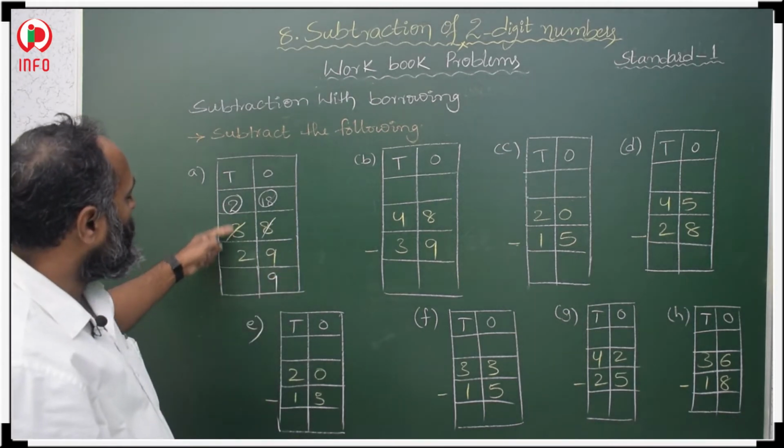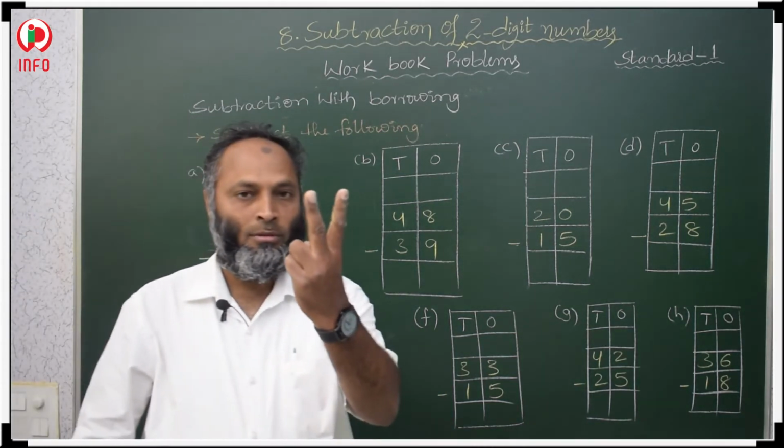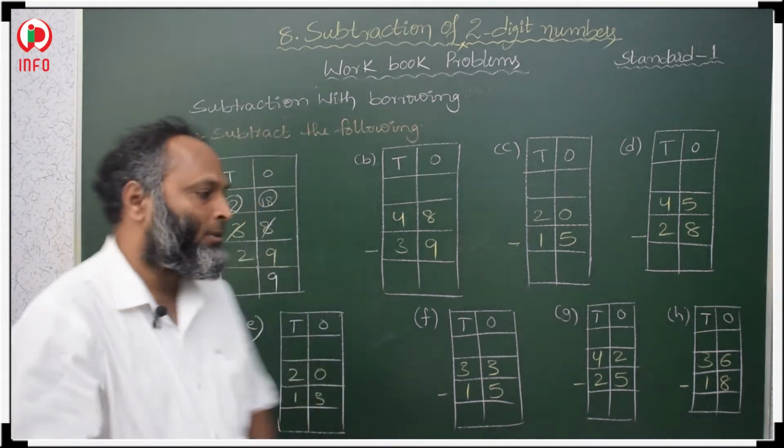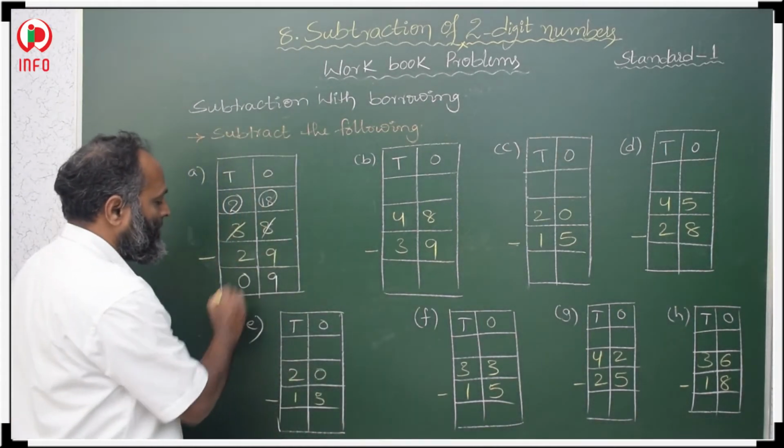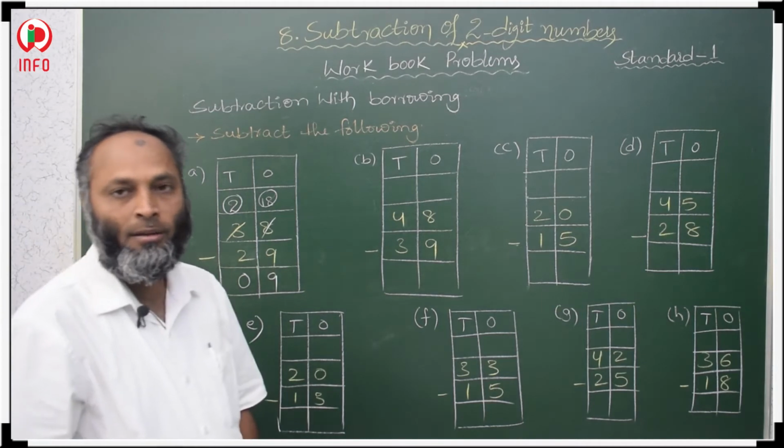Then here 2 minus 2. 2 minus 2 is 0. Same number minus same number is 0. The answer is 9. Okay.